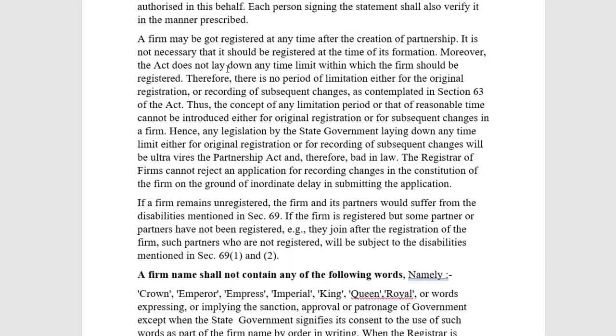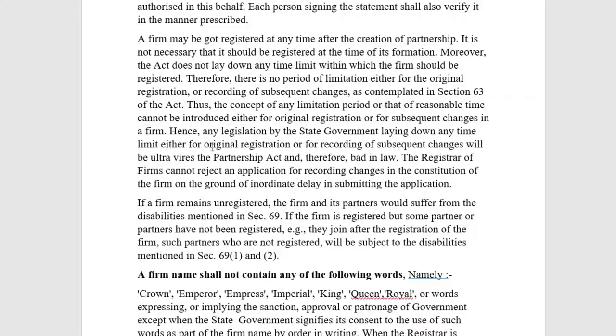That means the statement proves to be of very much evidentiary value in its nature, because the public at large will depend upon the statements produced by the partners before the Register of Firms. That's why they have to give correct and factual information.